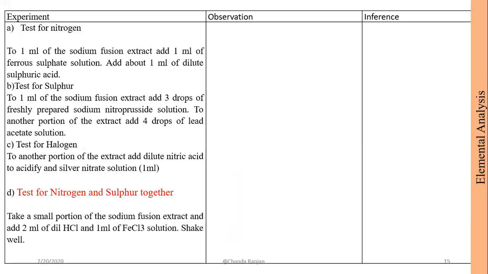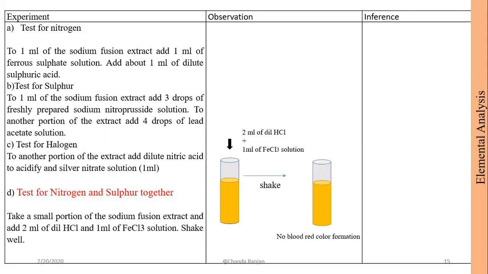Now we'll go for the nitrogen and sulfur test together. Since nitrogen and sulfur have come negative, this should definitely come negative. Let's test this solution. We'll take the sample and we'll add 2 ml of dilute HCl and 1 ml of ferric chloride solution and shake it. No blood red color formation is present. That indicates nitrogen and sulfur both are absent.